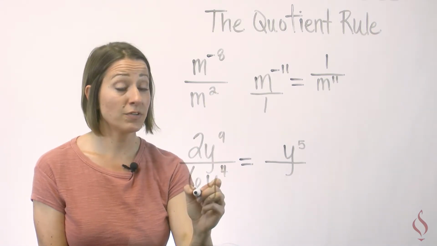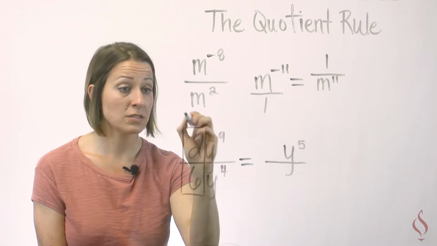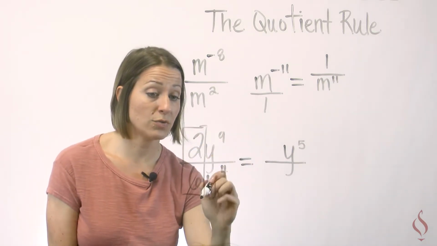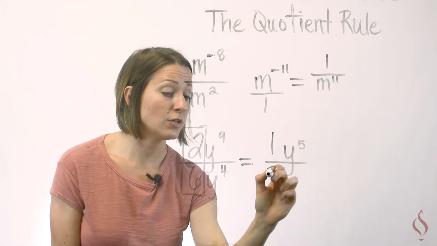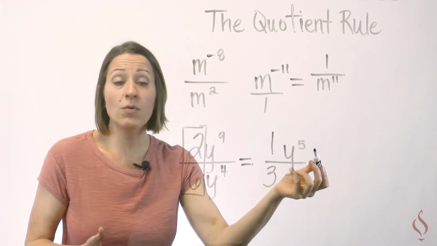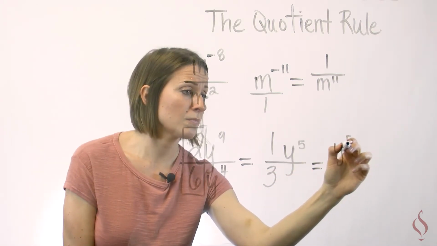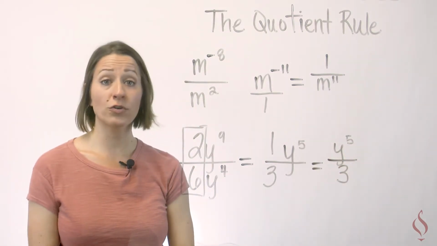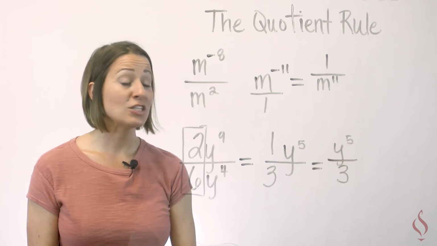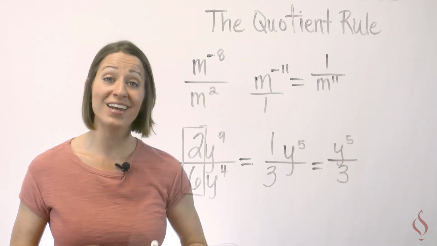This is going to simplify just like any other fraction that you've had to work out. So the 2 and the 6 simplify to 1 and a 3. Now you can keep that 1 there in front of the y to the 5th power, or you can just say y to the 5th power over 3. Okay. So now I want you to pause this video, and I have some problems that I want you to try on your own.